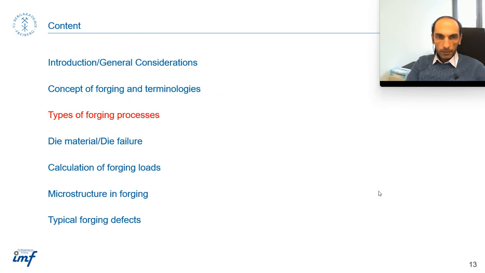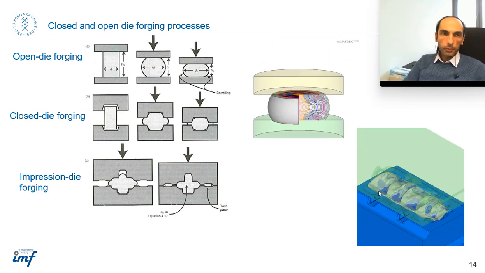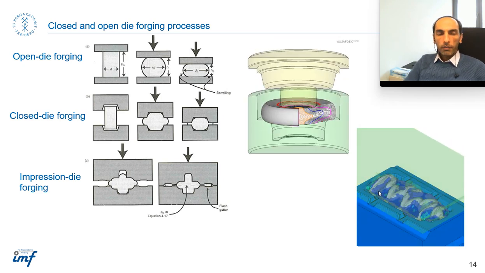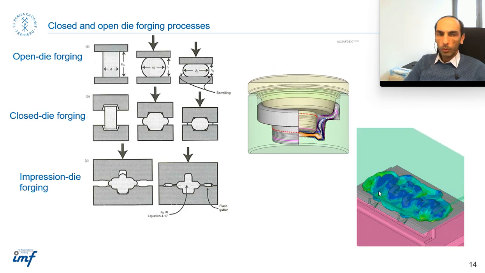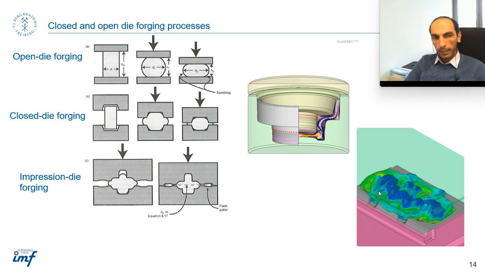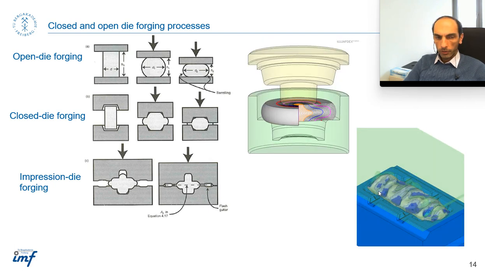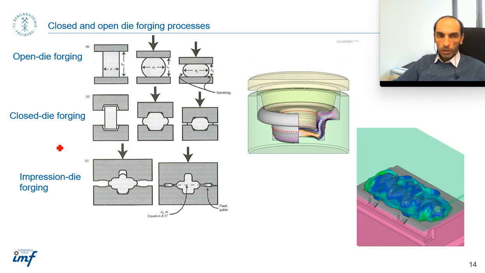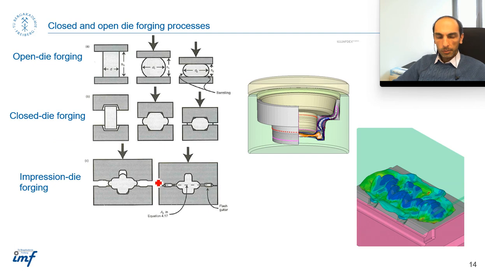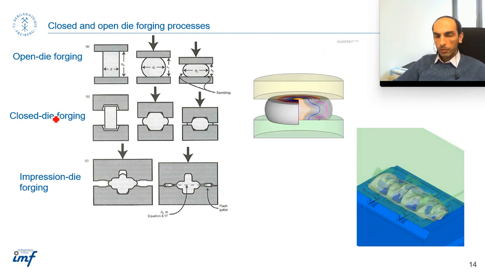Okay, types of forging process. Generally, we have two categories: open die forging and closed die forging, and of course, we can add the third category, which is impression die forging. However, closed die forging and impression die forging are almost similar, with a small difference, but open die forging and closed die forging are totally different.